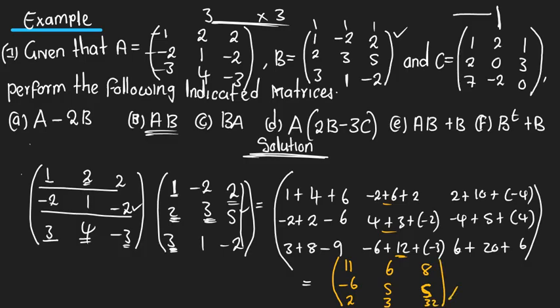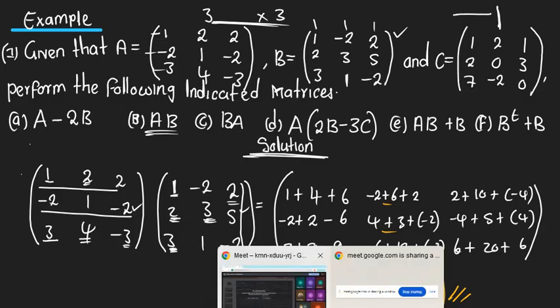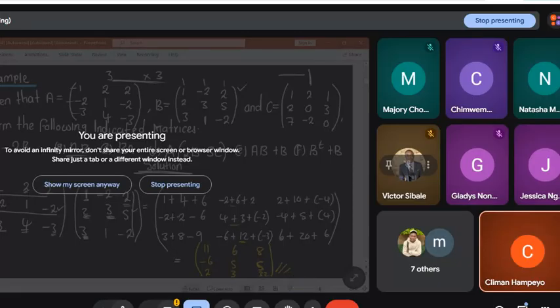So this is going to be our matrix. Notice our matrix is a 3 by 3 matrix. Thumbs up. Do you understand? Is it clear?